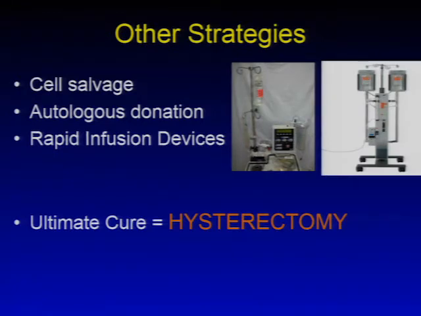And though the ultimate cure for uterine atony and bleeding is hysterectomy, other strategies include cell salvage, autologous donation, and rapid infusion devices for blood.